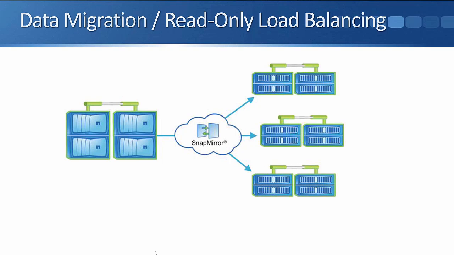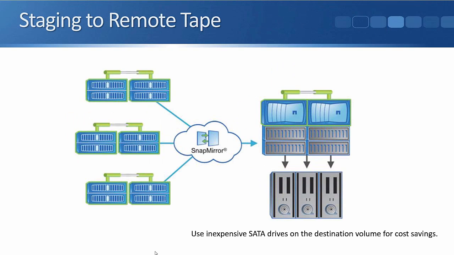Another reason we can use DP mirrors is for data migration. Like if we had some data that was in Singapore and we want to move it across to Sydney, we would use DP mirror to do that. And the final reason that we're going to cover here is for staging to remote tape. So in the example here, I've got multiple remote systems. I'm replicating them all into a central site where I've got my tape devices, and I'm going to back them up there. This saves me having to buy and to manage tape devices in each of my different sites.